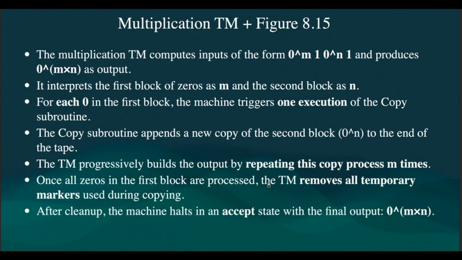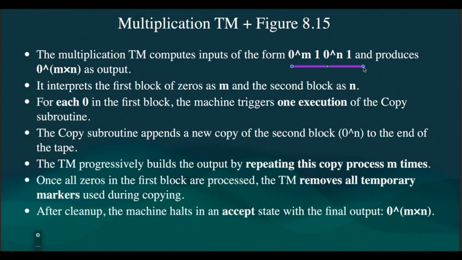Multiplication. The multiplication Turing machine takes input of the form 0^m 1 0^n 1 and produces the output 0^(m×n), that is, 0 to the power m multiplied by n.